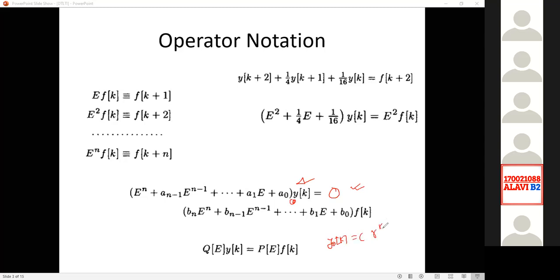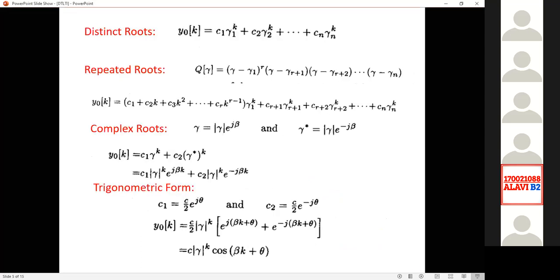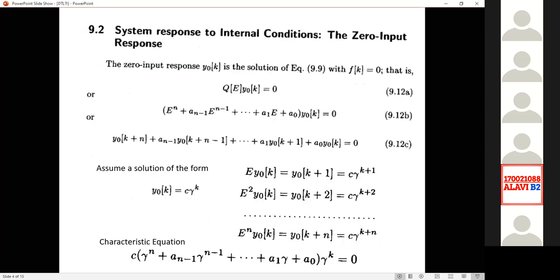Now, as we assumed that the solution y0k will take the form C into gamma power k, we can put this solution into the equation and obtain the characteristic equation of this difference equation, like a differential equation. After inserting the homogeneous solution into the differential equation, we obtain the characteristic equation. In the same way, we will obtain the characteristic equation for our difference equation. Okay, look at this slide.